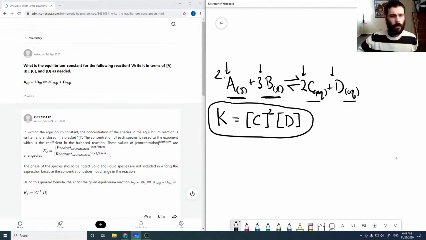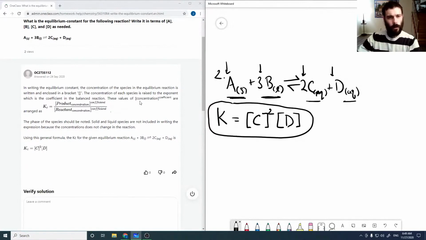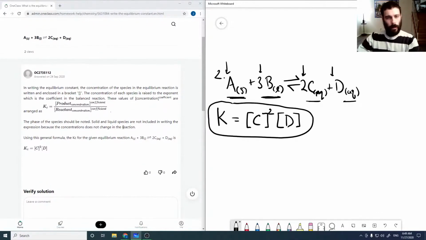Okay, so now checking through the solution here. So yeah, we're just going to raise each of the species to their appropriate coefficient. We don't include solid or liquids, and so we get C squared D. So that looks good. Solution is correct.